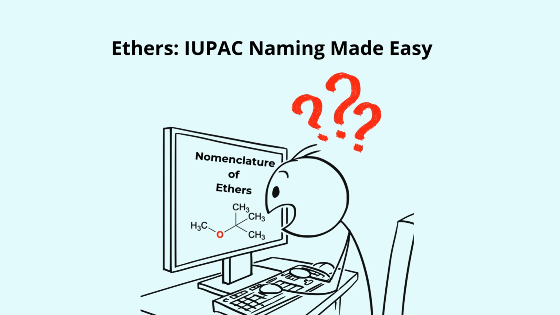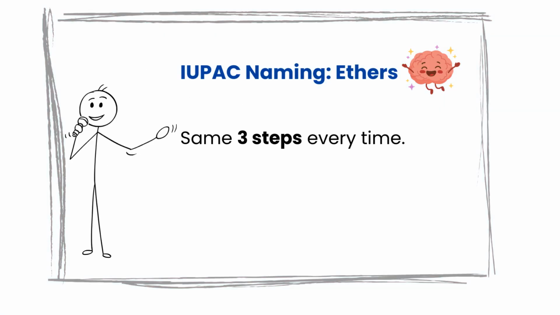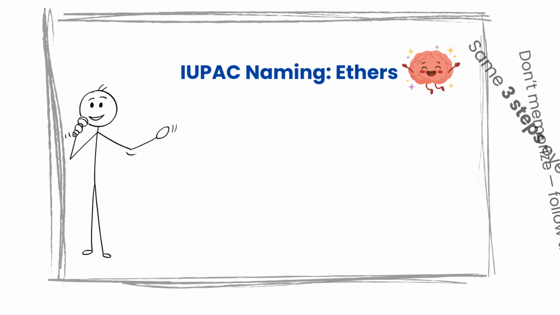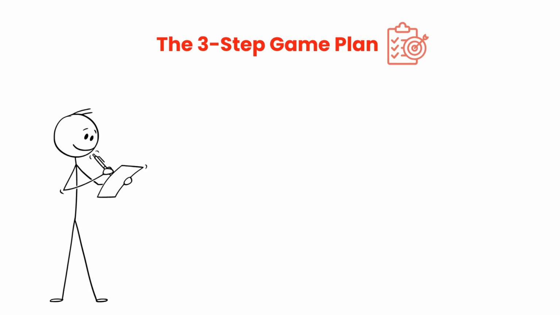Ethers always feel confusing at first, but once you know where to start, the name basically writes itself. That's because ether naming always follows the same 3 steps. No memorizing, just follow the steps, and the name comes together. Let's make this easy with a 3-step game plan.